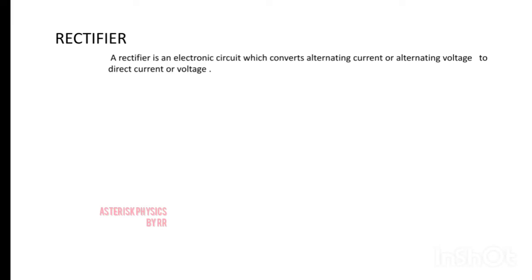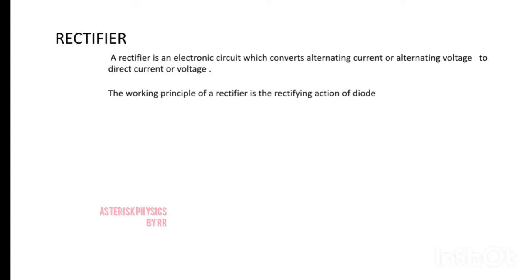Application of junction diode as a rectifier. So what is a rectifier? A rectifier is an electronic circuit which converts alternating current or alternating voltage to direct current or direct voltage. That is, it is an electronic circuit which converts AC to DC. The working principle of a rectifier is the rectifying action of diode.